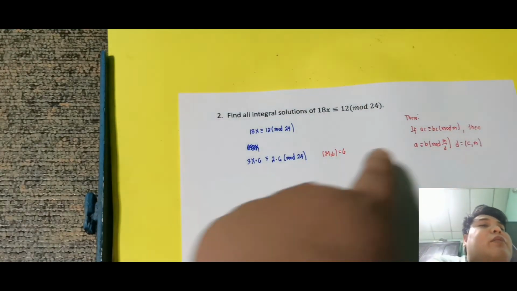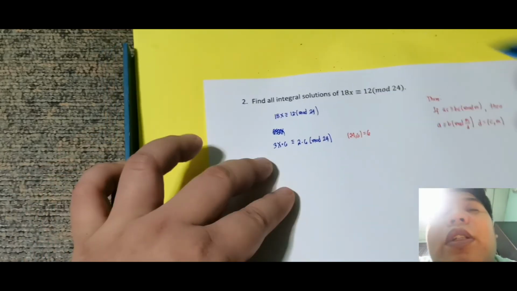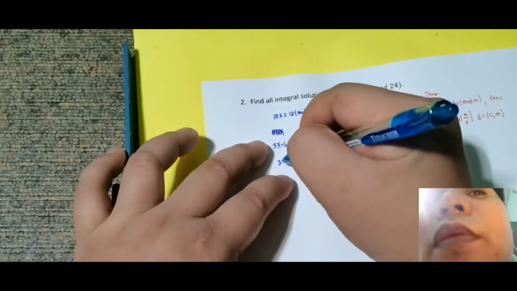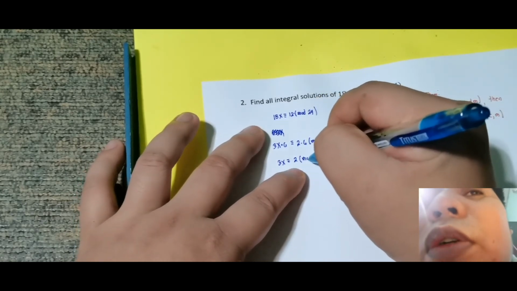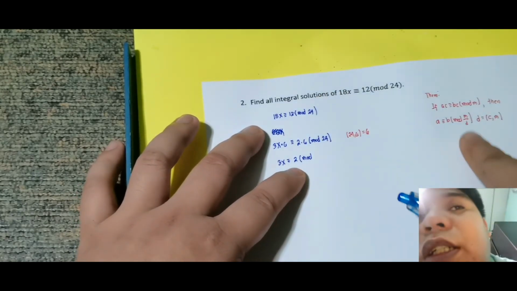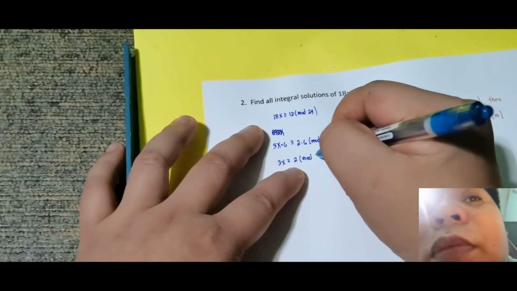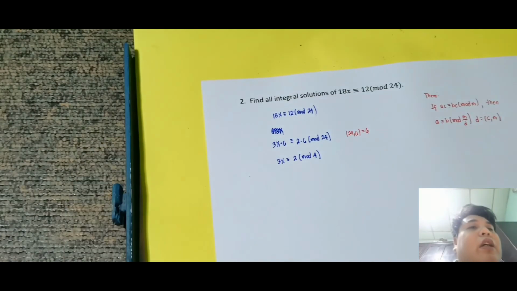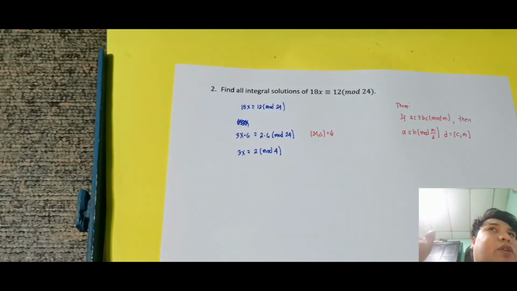Okay? So, wherein, pwede ko siyang i-reduce dito. Since ito yung GCD, di-divide ko lang siya doon. So, this is 3x congruent to 2. Then, mod 24 divided by 6 kasi M over D yun. So, that is 24 divided by 6, that is 4. Okay, so na-reduce ko siya. So, kung kaya mong gawin ganyan, kumbaga may factor something.